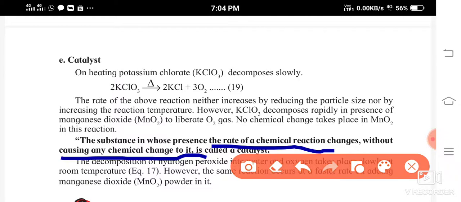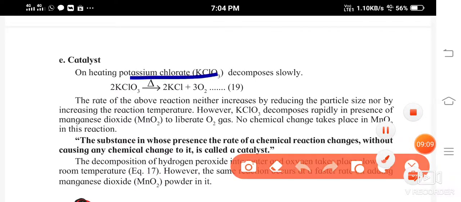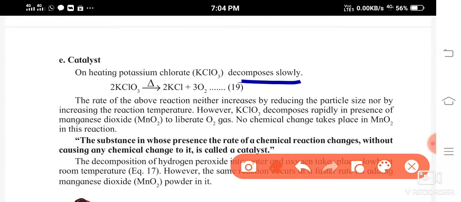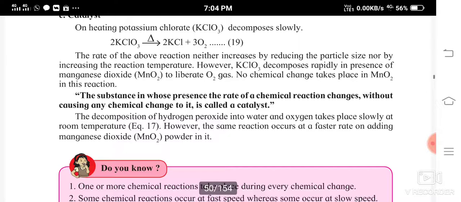It itself is not going to take part in the reaction. That means the catalyst is not going to take part in the reaction. But what is going to happen? In the presence of the catalyst, the reaction is going to take place faster. So, on heating, potassium chlorate decomposes slowly.